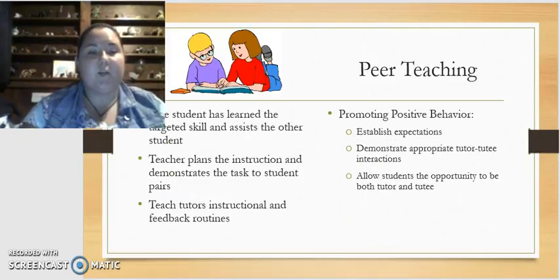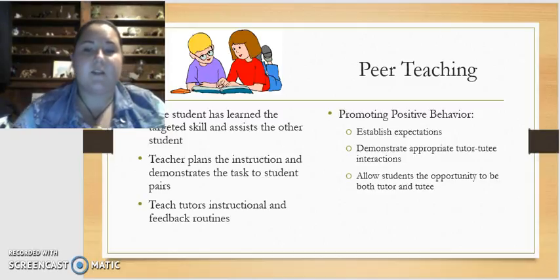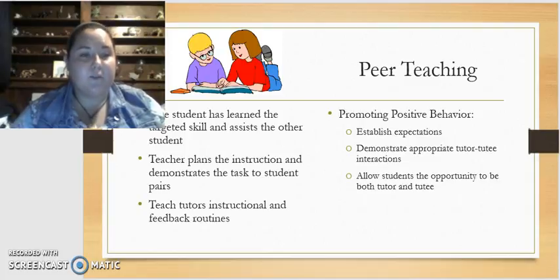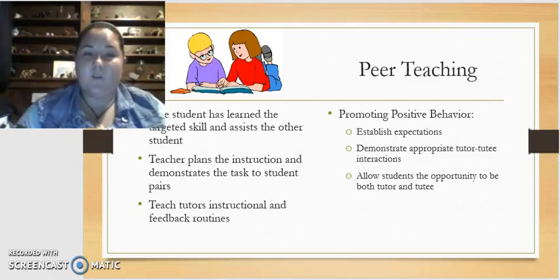And then there's peer teaching, where one student has learned the targeted skill and assists another student. The teacher shows these students how to teach each other. To promote positive behavior, establish expectations, demonstrate how the students should speak to each other, and allow students the opportunity to be both tutor and tutee. Even if you have a student that struggles, you can teach them how to teach someone something.